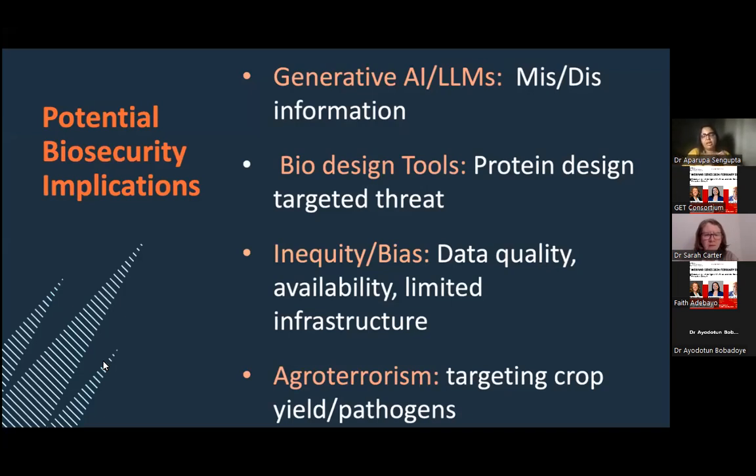Agroterrorism is the same way: designed plant pathogens, which can also bring a huge threat to the economy and eventually to national security. This could all be national security threats, which is agroterrorism. It is huge in the global south and in Africa. So these are some serious biosecurity implications.